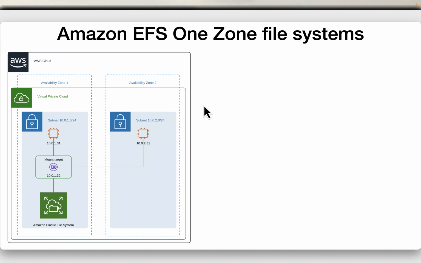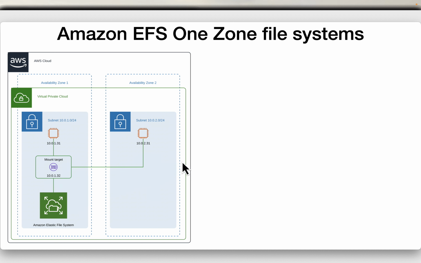Okay. Next is Amazon EFS One Zone file systems. This illustration shows multiple EC2 instances accessing a One Zone file system from different AZs in a single AWS region. Because this is One Zone, instead of being in the region, this EFS file system is at the AZ level, and there is a single mount target. The VPC has 2 AZs, each with one subnet. So subnet 1, subnet 2, and because the file system type is One Zone, it has a single mount target.